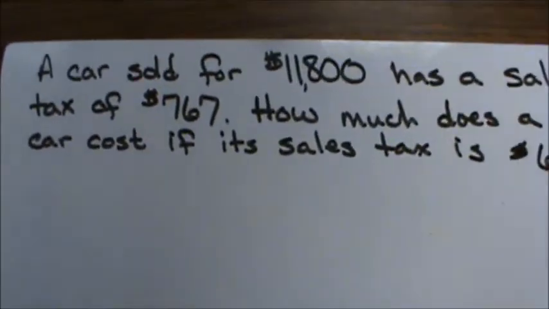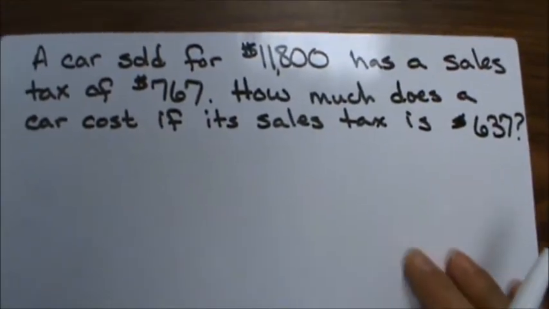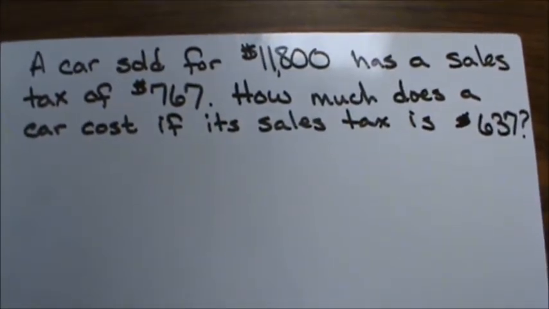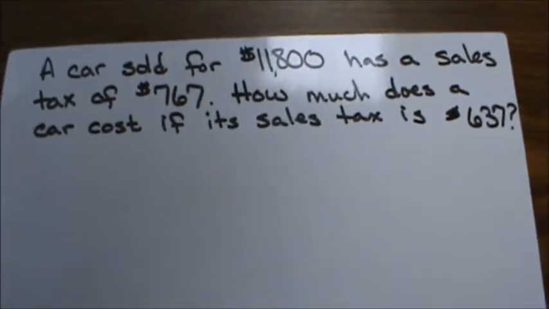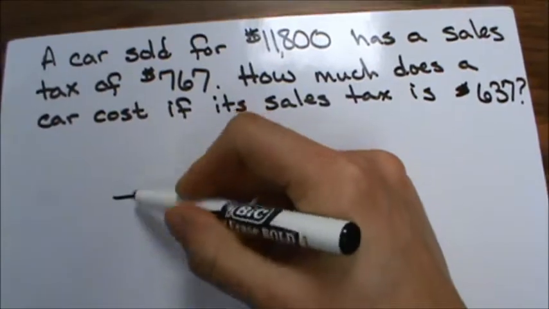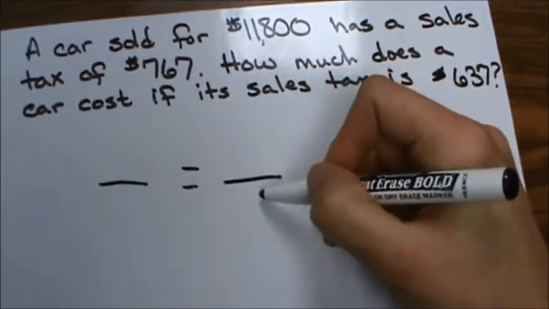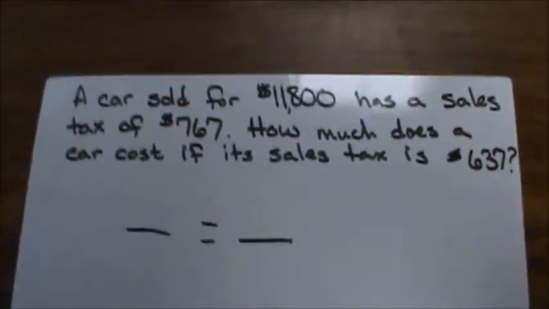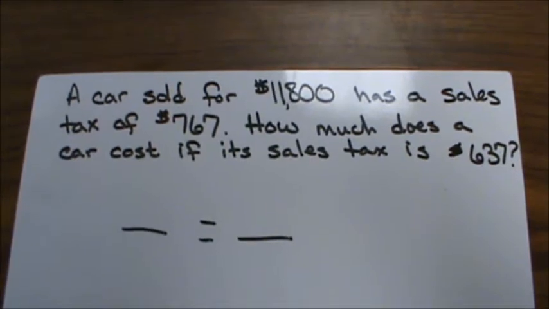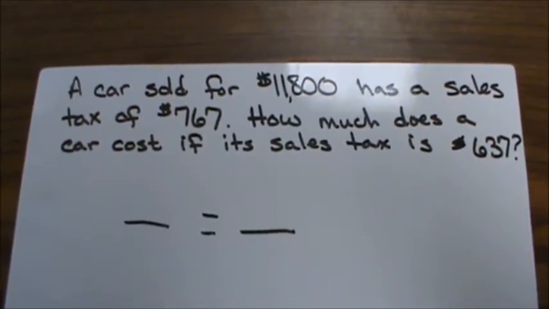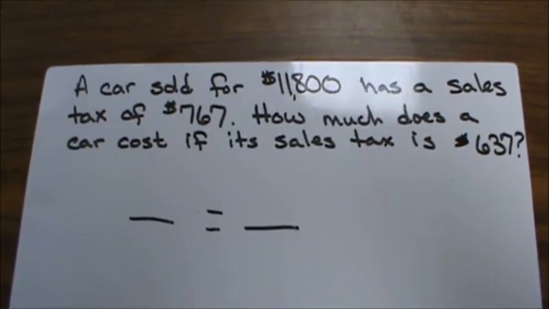Finally, a word problem that deals with proportions in this section. Every single one of these problems on page 296 should be able to be written as a proportion. So we just need to figure out what fraction we know and what part of this fraction is our unknown. So let's read through the problem. A car sold for $11,800 has a sales tax of $767. How much does a car cost if its sales tax is $637?